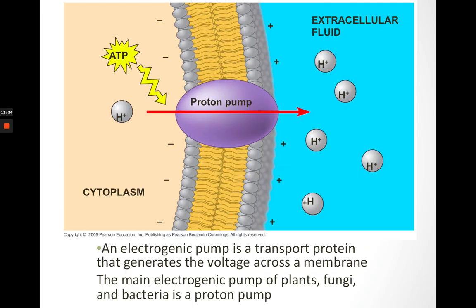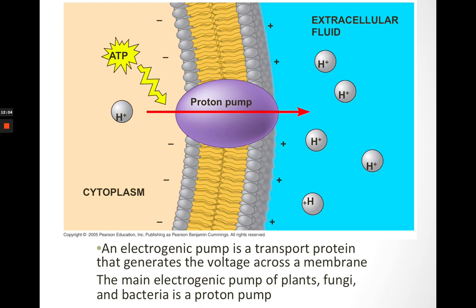If it's going to move H plus ions, it's known as a proton pump. And again, I am laying the groundwork for our studies in the next section. When we get to the cell respiration and photosynthesis part of our studies, we're going to need to know this information. So not only are there more H pluses on the right than the left, but there's a greater charge on the right than the left. So that means the right is positively charged and the left, in comparison, is negatively charged.